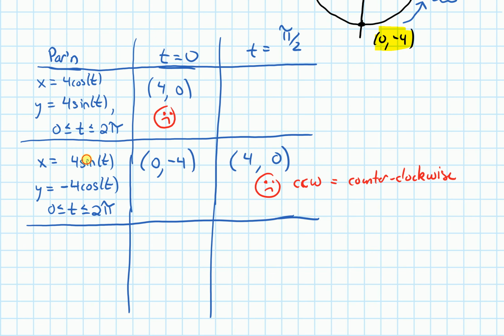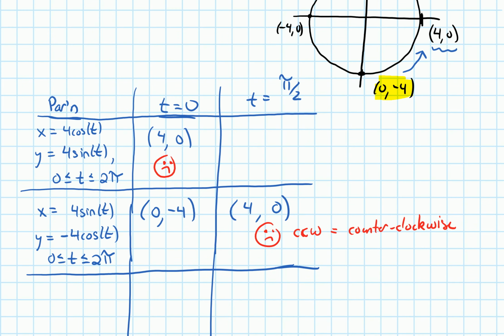So what needs to change is, after we begin at 0, -4, instead of going in the positive x direction, as this path did, we need to go in the negative x direction. So we need to go this way. So let's change the sign of x. Let's make x -4 sine t, but let's keep y the same, -4 cosine t, because y was changing in the way that we needed it to.